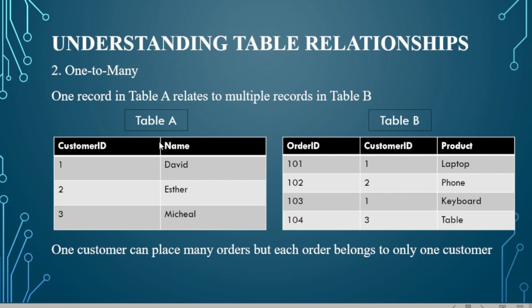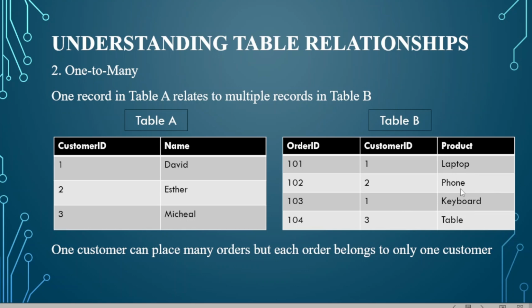So David was able to place two orders, but one order will only belong to one person. We can have two laptops as a product in this table, but the order ID would be different. That is what makes the order special. That's what makes the two orders different. The order ID will make it different. But since the customer ID is the same, that means it's the same customer that purchased different products.